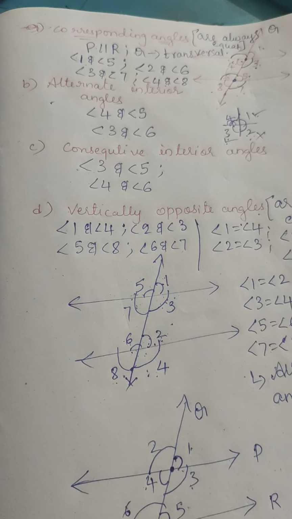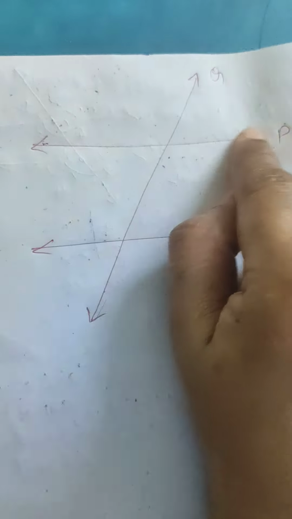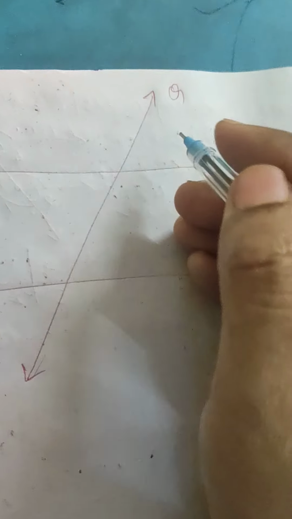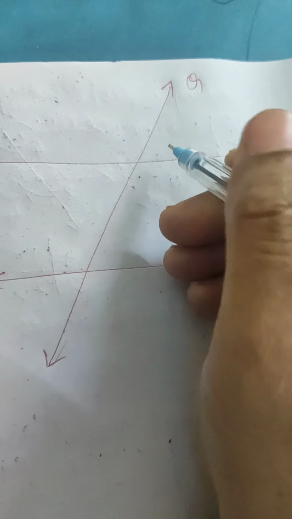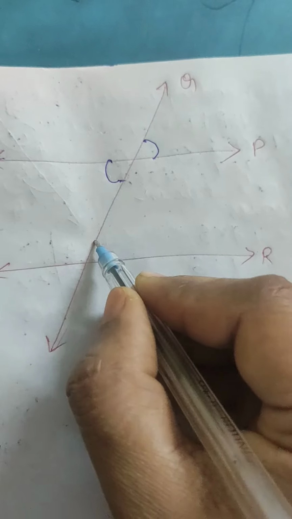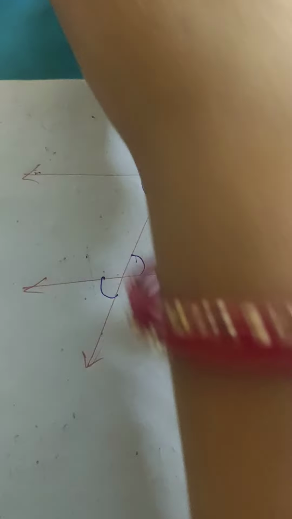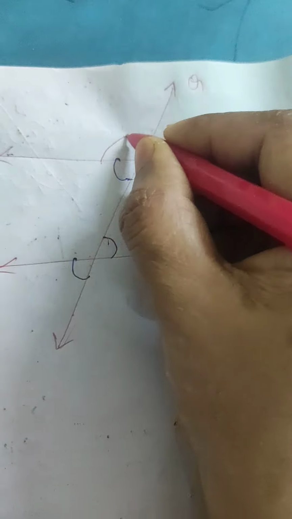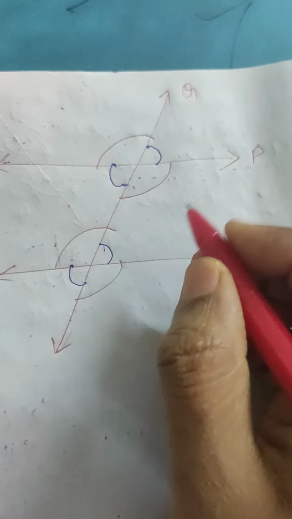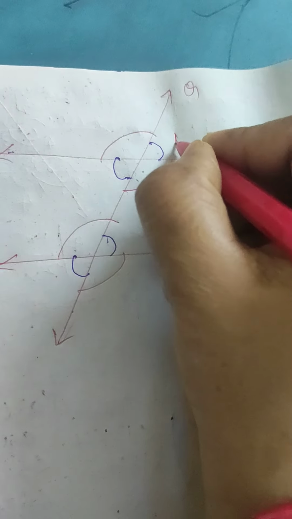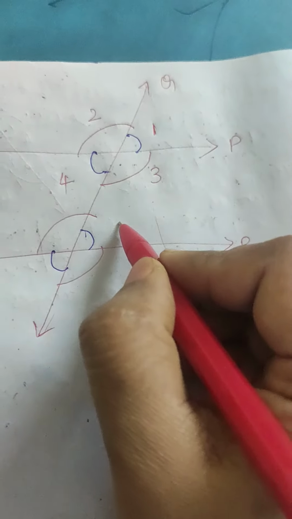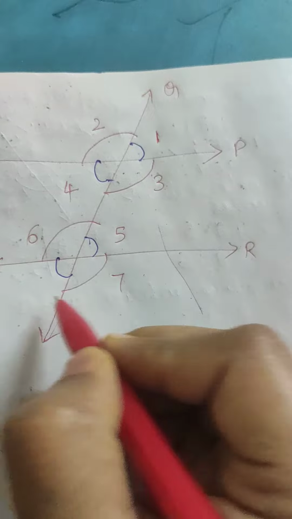Finally, we will see one more. Here we can see two parallel lines P and R, and Q is the transversal. Now we will see what corresponding angles are. I will draw the angles first. These are the different angles we can form here. I am labeling them as 1, 2, 3, 4, 5, 6, 7 and 8.